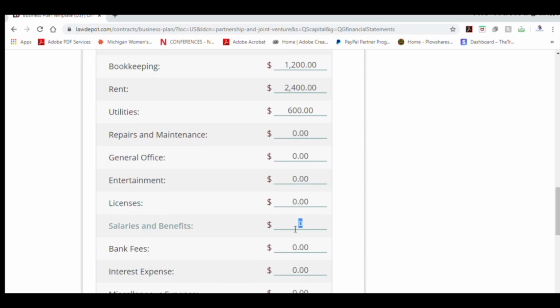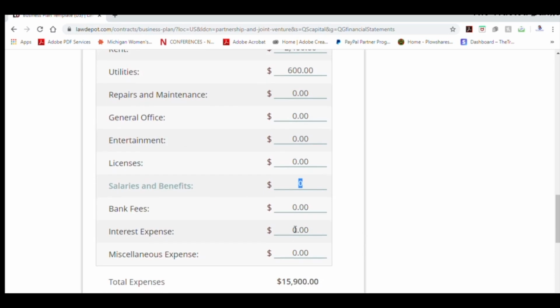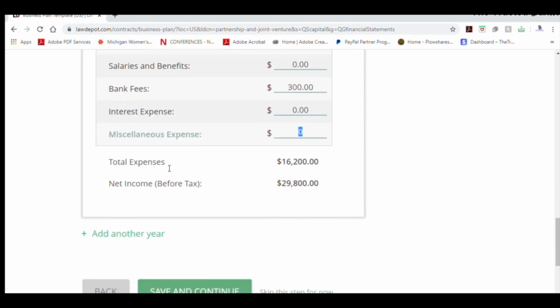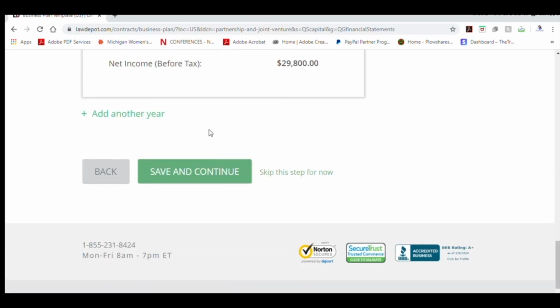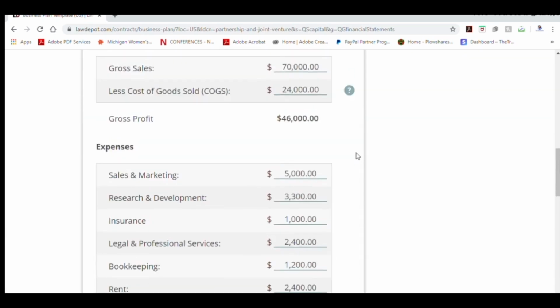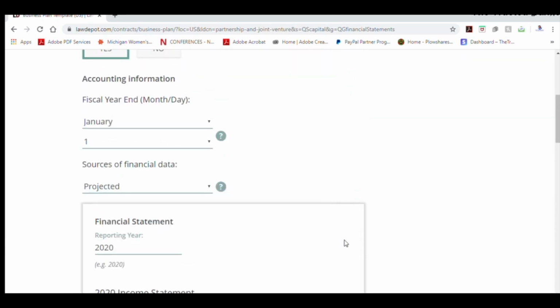Salaries and benefits, if you're going to pay yourself a salary, you can put it here or not. Bank fees can be probably about $300 a year. Interest and expenses, not sure. I don't think we have any because we don't have any loans out. Miscellaneous expense. And so here you can see that your total expenses were $16,000. Your net income before taxes is $29,000. There you go. And add another year. Typically for your business plan, they want to see 3 years.